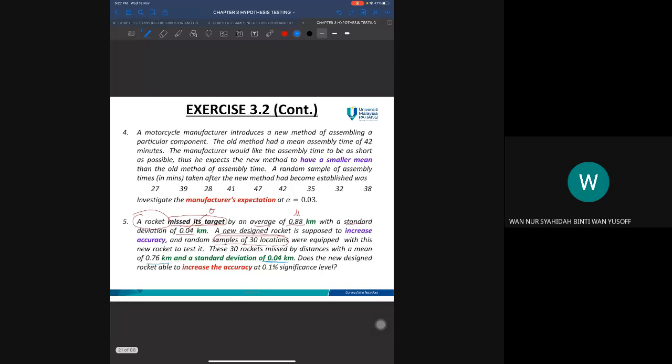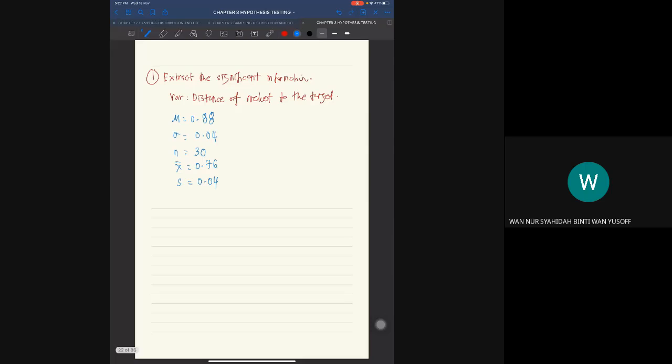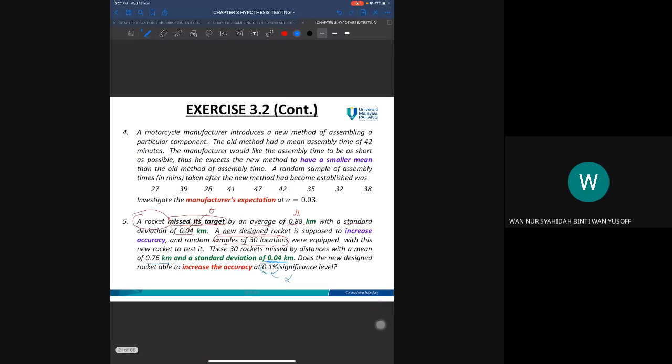Does the new design rocket able to increase the accuracy at 0.1% significance level? So 0.1%, that's your alpha. If alpha is not given in your question, what is alpha? 0.05. So we use the standard one, which is 5%.